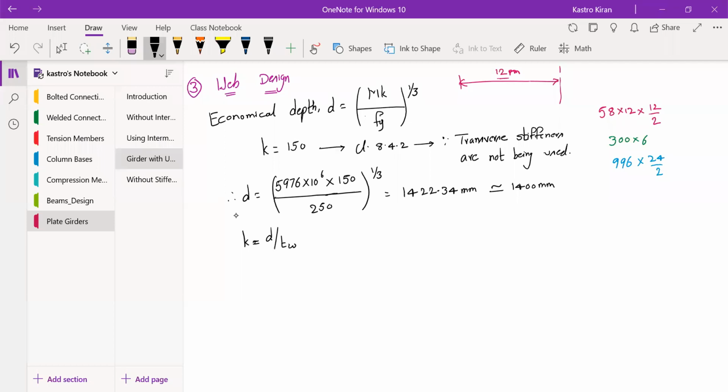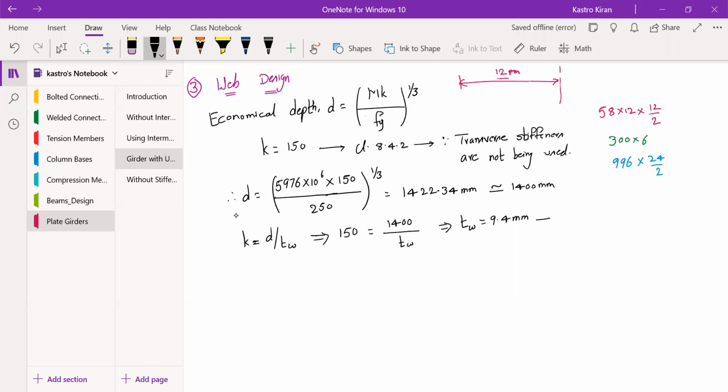You know this formula, K equals D by TW. Here you have the value of K, which is 150, and the value of D also you have, which is the depth of the web, that is 1400. The thickness of the web, you don't know. So from this, if you do cross multiplication, you're going to get the thickness of the web, that is the TW value. So TW value is obtained as 9.4 mm.